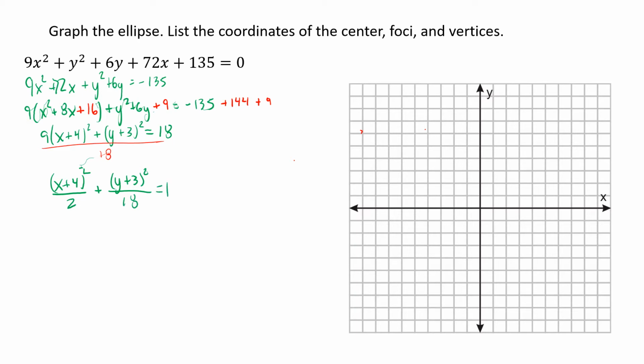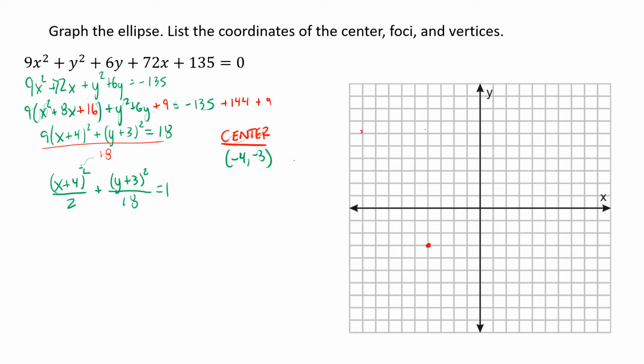Now the center is easy to pull off of this. Again, the center is just HK, so the center is going to be negative 4, negative 3. In fact, why don't we just put that right on the graph right now? Negative 4, negative 3. I know how to count. There it is. Okay, there's the center.